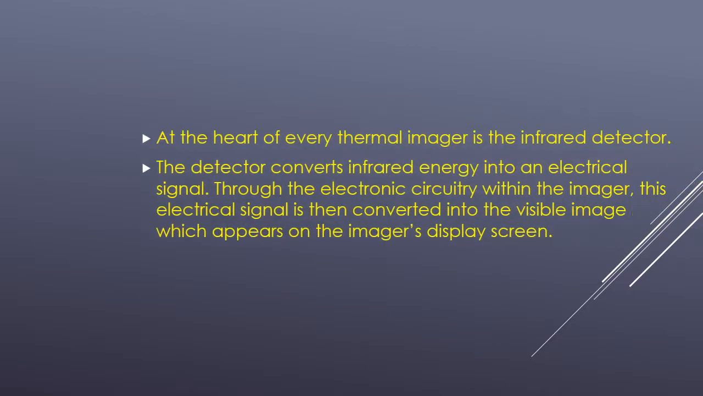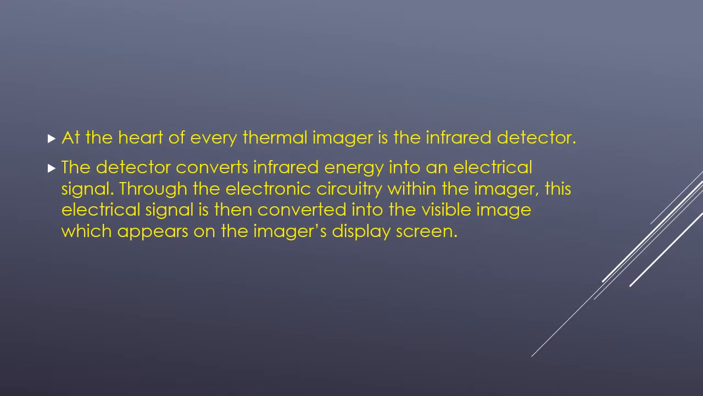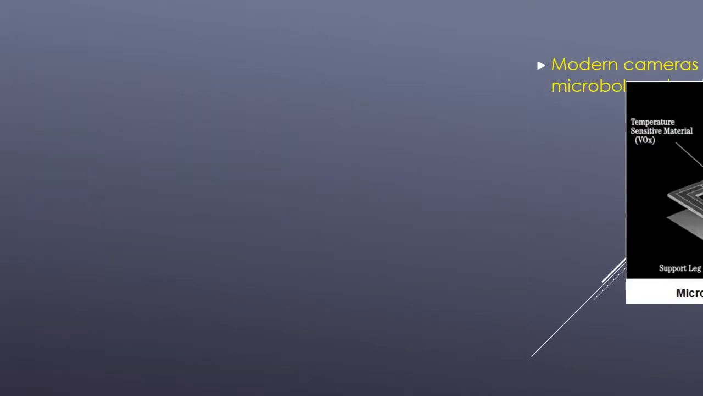At the heart of every thermal imager is an infrared detector. The detector converts infrared energy into an electrical signal through the electronic circuit within the imager. This electrical signal is then converted into the visible image which appears on the imager's display screen.